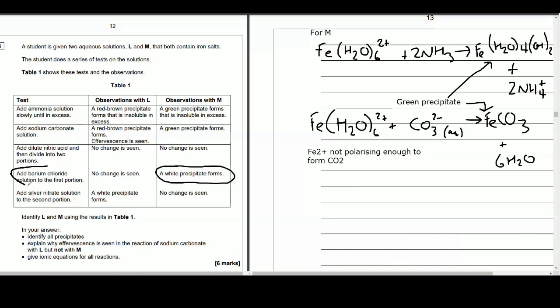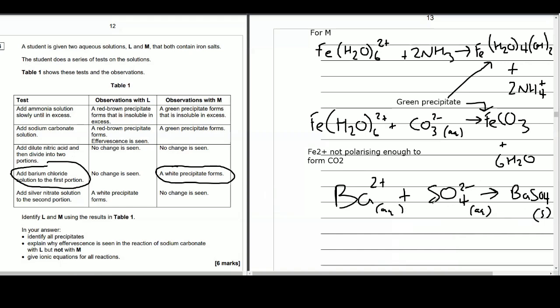Okay, now we want to look at the fact that we did get a result, a white precipitate formed with barium chloride, and of course that is the sulfate ion test. So when you have Ba2+ ions, they react with SO4 2- sulfate ions to form an insoluble white precipitate of barium sulfate. And so this tells us that the iron salt M must have been FeSO4. So we're looking at iron(II) sulfate, and that must have been our original aqueous salt, FeSO4. There we go. That's going to get you the rest of the marks for this one.